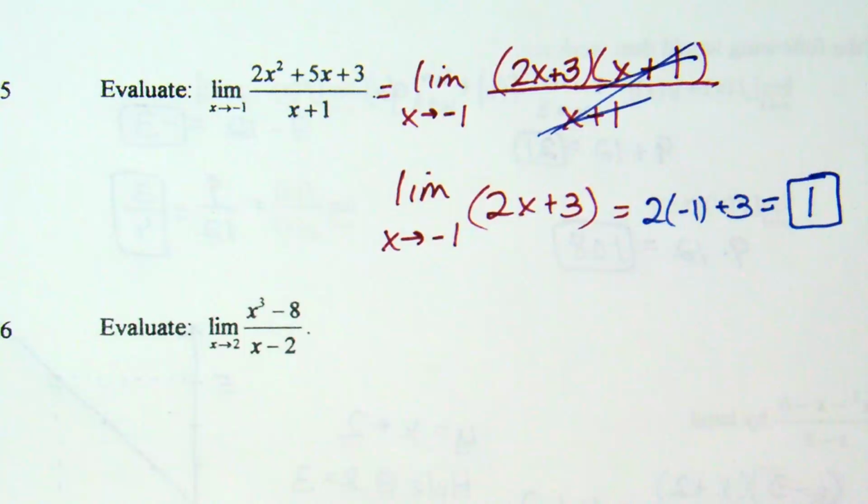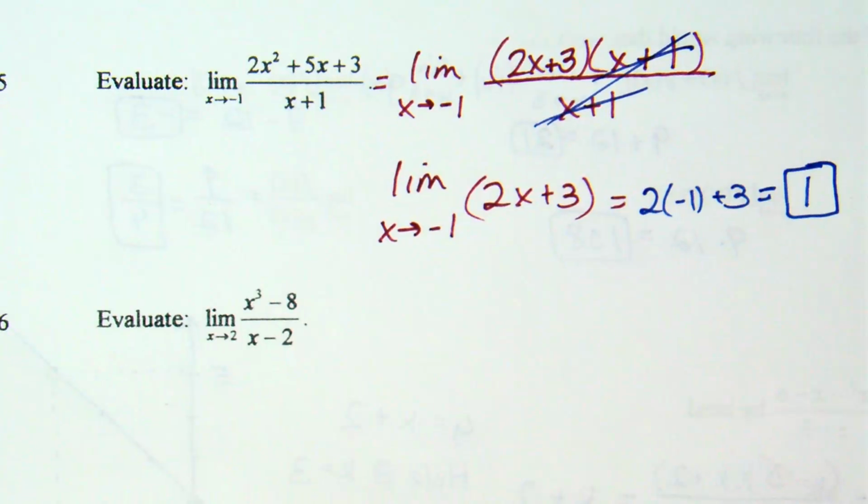Numero 6. Limit as x approaches 2 of x cubed minus 8 over x minus 2. Okay, if you plug that 2 in right now, you get 0 over 0.